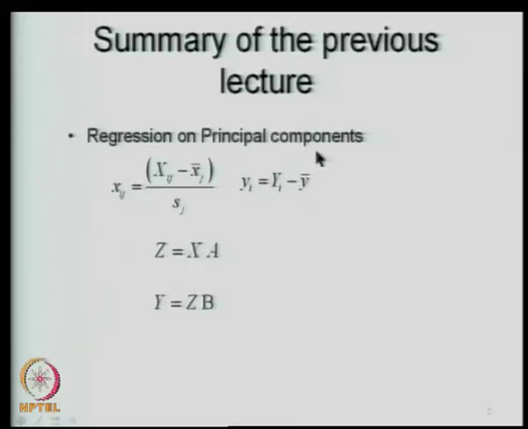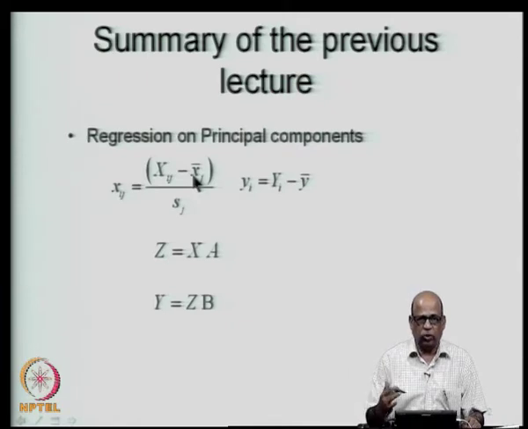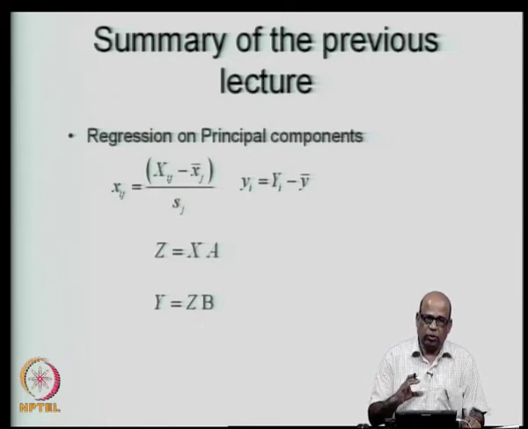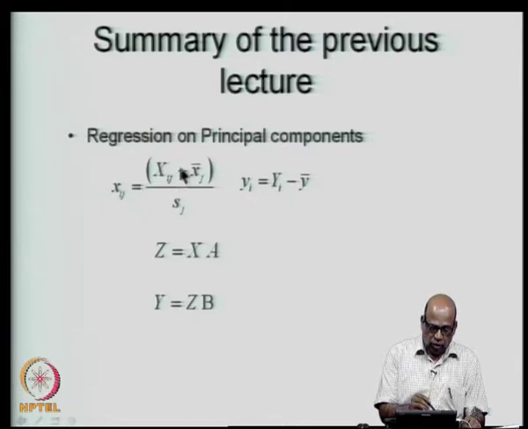I will just go through what we did. So, the original variables, and then we use the principal components in the regression analysis. Instead of doing the regression on the original observed variables, we do the regression on the principal components. The original variables are first standardized. By standardize, you now know that we deduct the mean and divide by the standard deviation, and that is how we get the transformed variables.